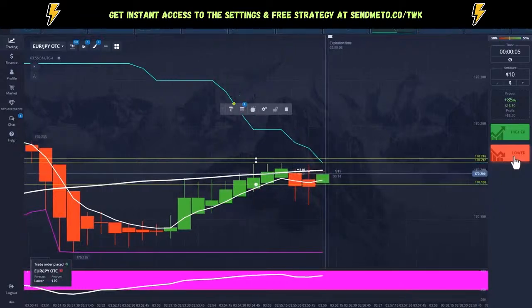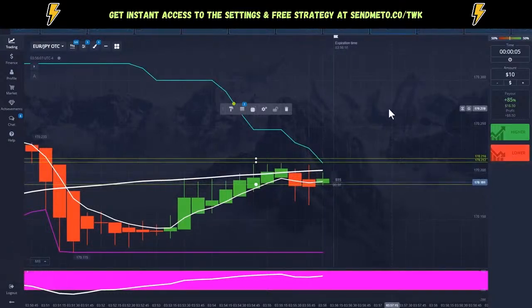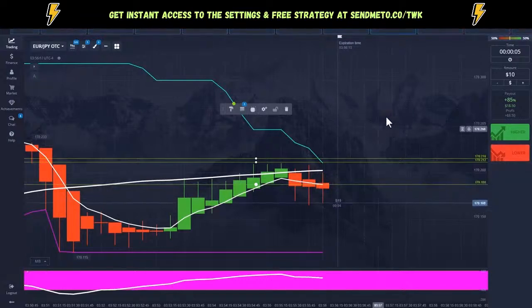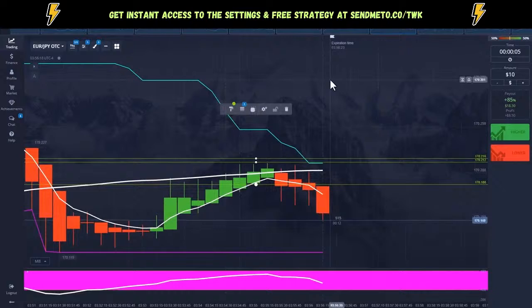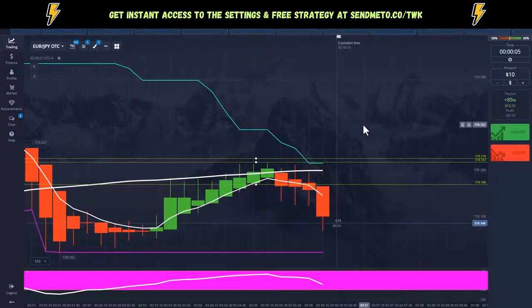Now I might lose this one because it was entered a little bit late. No, I won it. But I'm having a little bit of a lag between when I'm entering my trade by clicking and when it's actually being entered. I have the fastest internet available, so it really can't be my internet. I don't know if it's the browser or if it's Pocket Option.